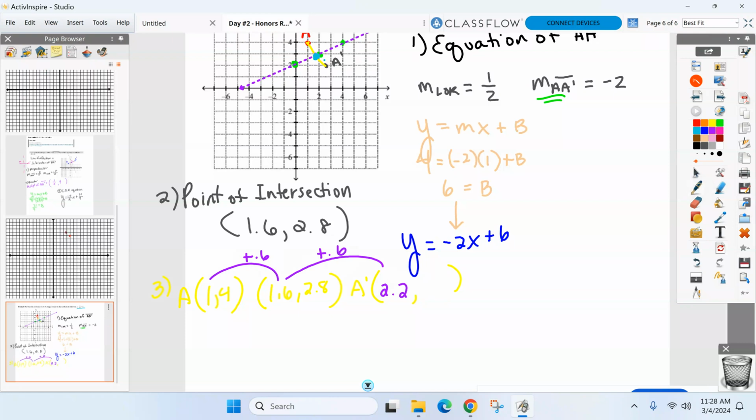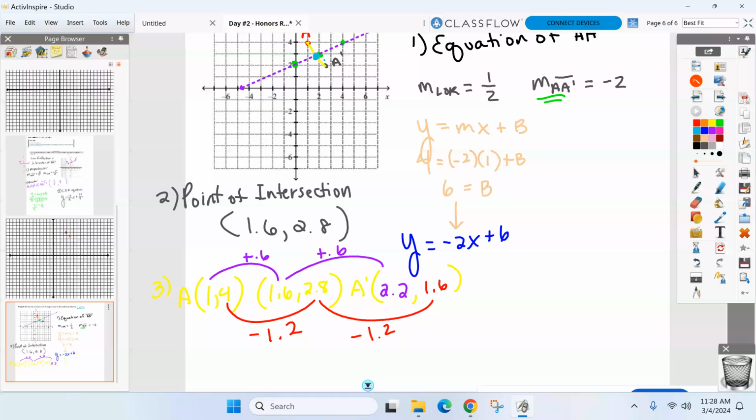All right, let's do it for the Y's now. 4 to 2.8. What are we doing there? Definitely going down, but how many? 1.2. All right, go down 1.2 again. 1.6.